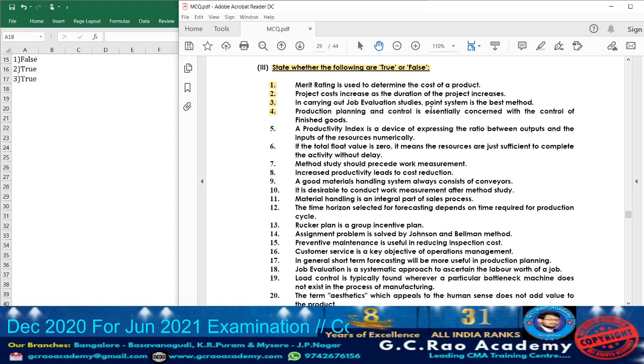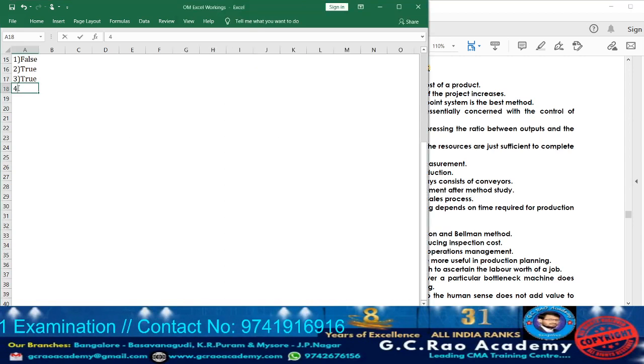Whether they are going to cover only the essential control of finished goods? No. So accordingly, the statement 4 is false.